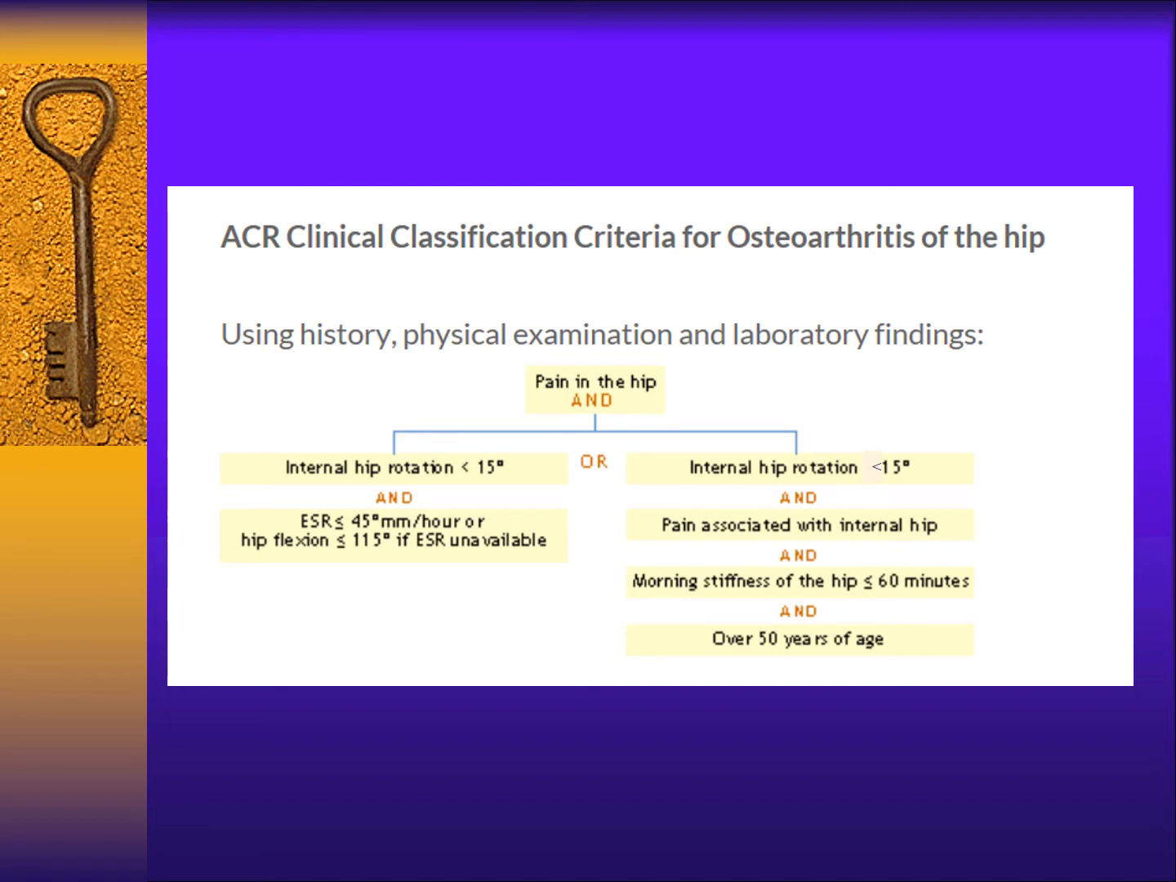So be familiar with these criteria. I think they're important because you could get radiographic findings, especially those grade 1 or grade 2 Kellgren and Lawrence scales, and we want to determine, is that clinically significant? This particular criteria helps us do that.